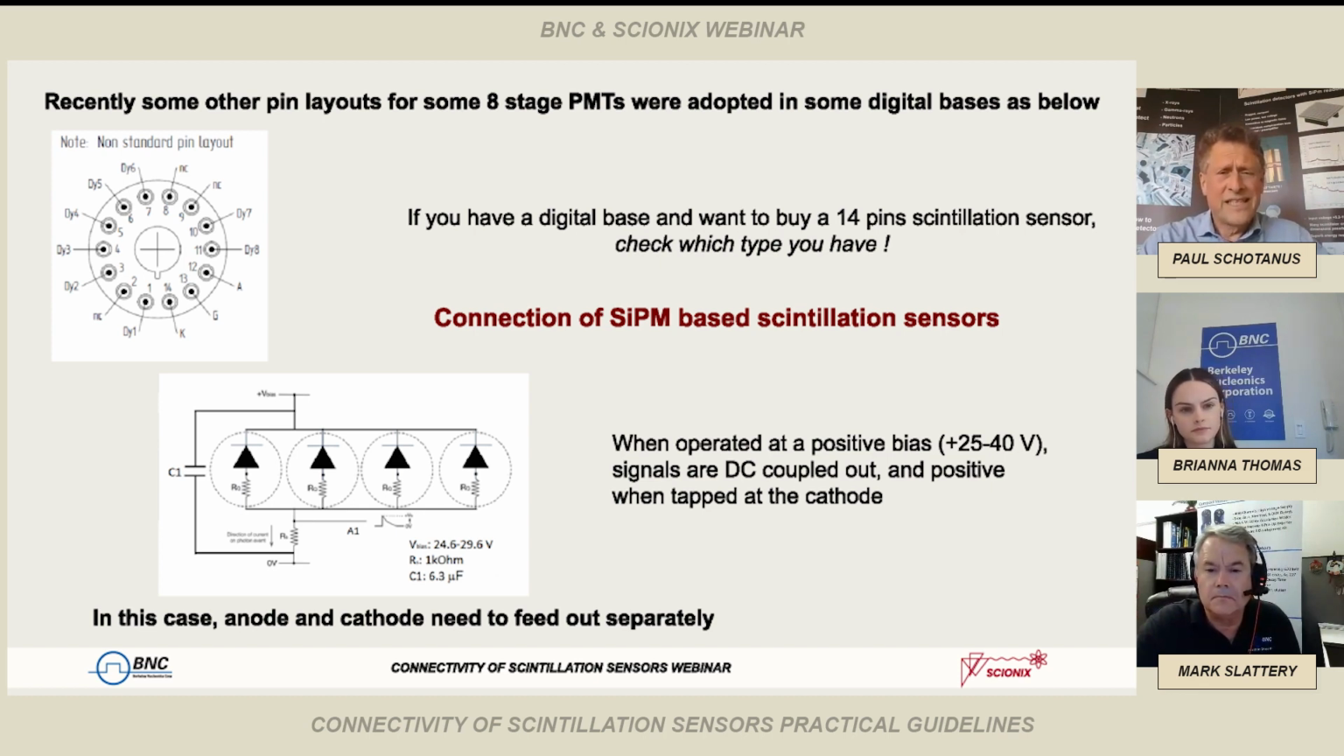Well, these sensors, as said, operate with a much lower bias voltage, roughly 25, 40 volts, sometimes 60 volts. And when we connect the silicon photomultiplier, like you see here in this schematic, you can tap the signals at the cathode, at the bottom, and they have a positive polarity. There's a capacitor there for a little protection of the device. And there's always a load resistor present because the charge generated in those pixels has to be led to ground some way.